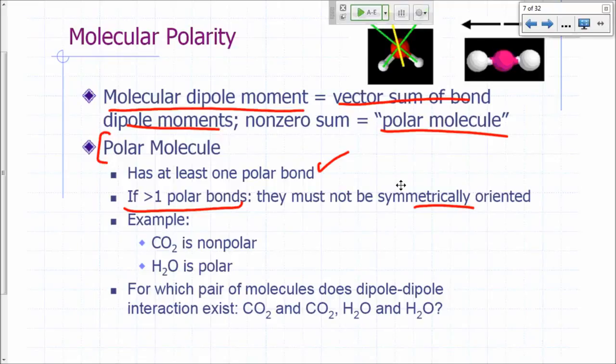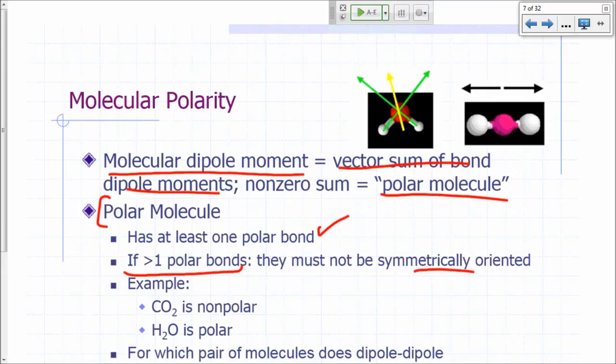For example, carbon dioxide is non-polar. If you look at carbon dioxide, here's a model for it. Oxygen is more electronegative than carbon. So the carbon to oxygen bond is polar that way. This carbon to oxygen bond is polar this way. These polarities cancel each other out. So the vector sum of those two dipole moment vectors is 0. So even though carbon dioxide has 2 polar bonds, the molecule itself is nonpolar because of the symmetry.